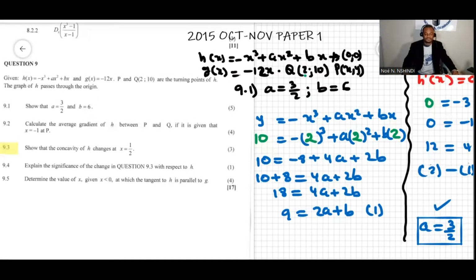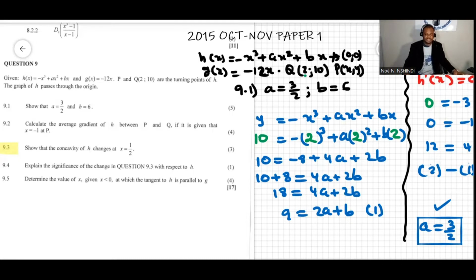Well, we're doing question 9 that says given h of x is equal to negative x to the power 3 plus ax squared plus bx and g of x is negative 12x. P and Q are the turning points of h. The graph of h passes through the origin. Now, in the previous videos, we did question 9.1 and 9.2. Now we're going to do question 9.3.